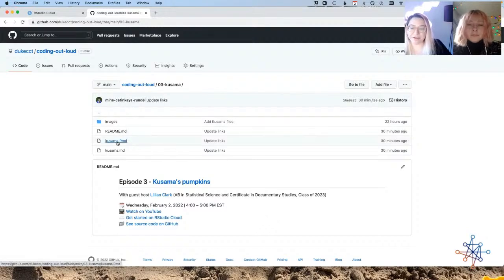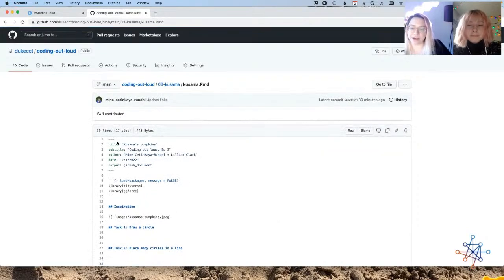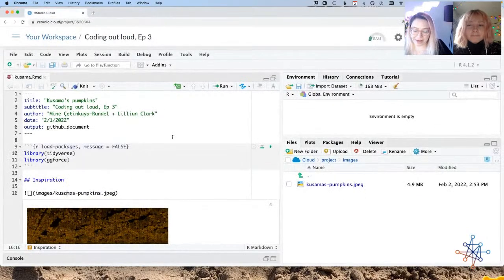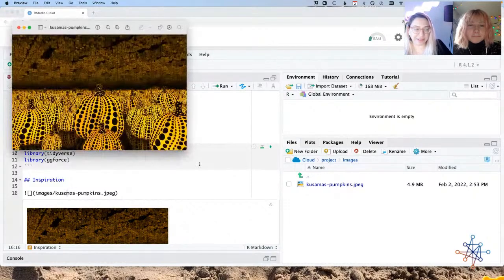We're going to create it ourselves, but there's an R Markdown file here that you can download that will get you a copy of the image that we're trying to recreate as well, and a bit of scaffolding for you to get started with. But before we get into coding, maybe Lily can tell us a little bit about what inspired her.